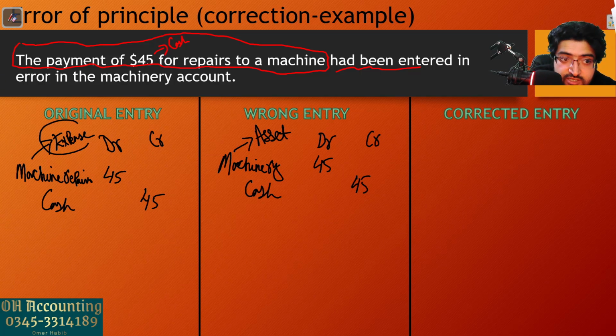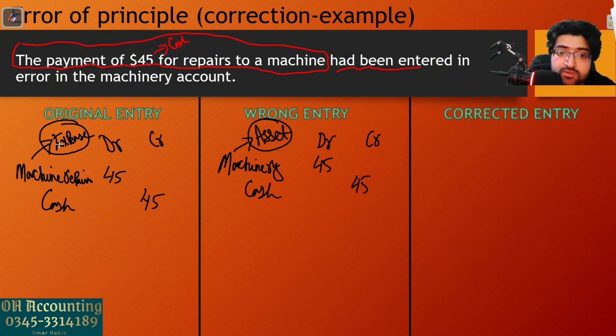This is the class of expenses. This belongs to the class of assets. So this is called error of principle. We have recorded the transaction in the wrong account, and the account also belongs to a different class. In the previous example, error of commission, the account was same. Okay, both were asset accounts. Okay, trade receivables account. In this case, the account type is also different.